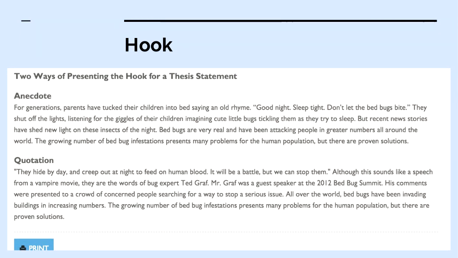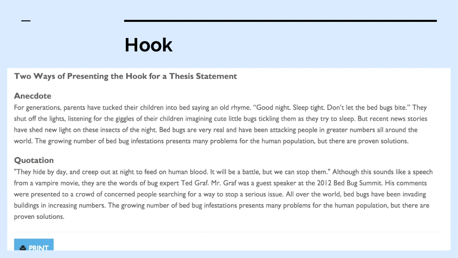You can do an anecdote. An example of an anecdote would be, for generations, parents have tucked their children into bed saying an old rhyme, "Good night, sleep tight, don't let the bed bugs bite." They shut off the lights, listening for the giggles of their children, imagining cute little bugs tickling them as they try to sleep. But recent news stories have shed new light on these insects of the night.